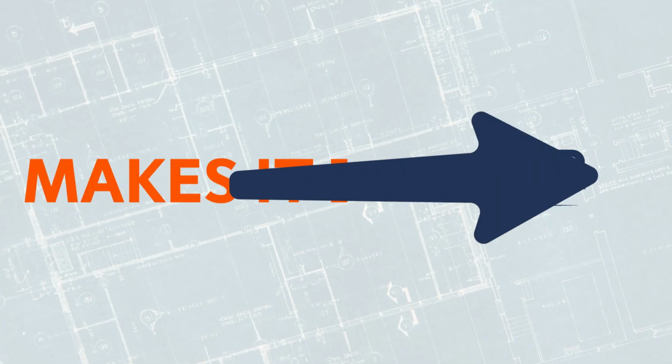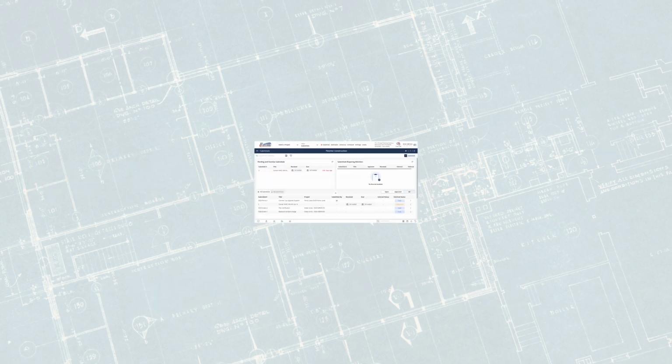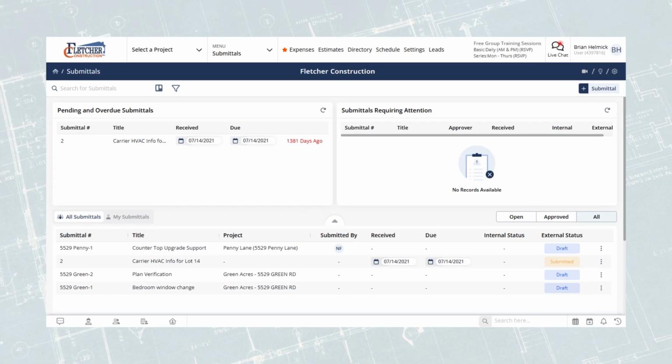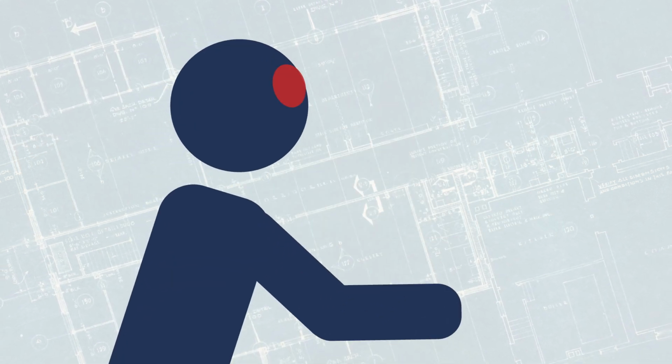Contractor Foreman makes it easy for you to create, submit, and manage your submittals. Quickly generate submittals to get electronic approval so that you can stay on track with getting items approved and installed. Oh, the headaches submittals can cause. We automate and track so you can sleep at night.